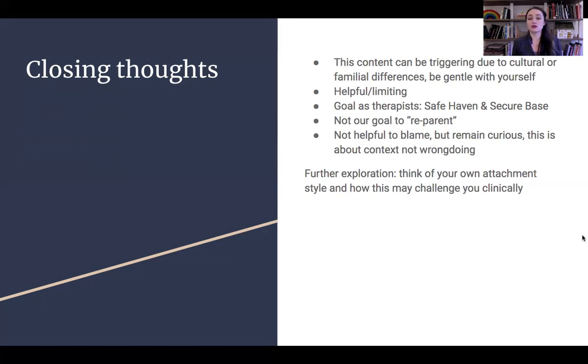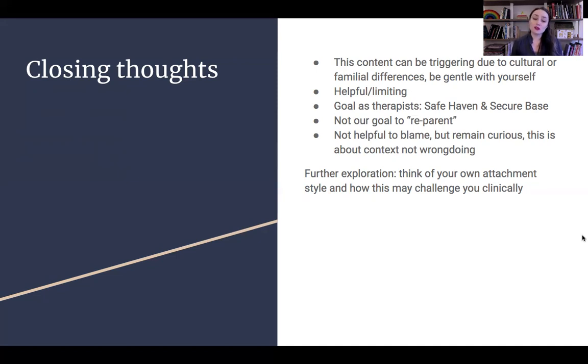It's not our goal to reparent. In fact, we can't reparent. That's just not possible. It is our goal to create that safe haven and secure base that our clients may have missed. And by safe haven and secure base, we're thinking of the roots to ground and the wings to let our clients be autonomous.